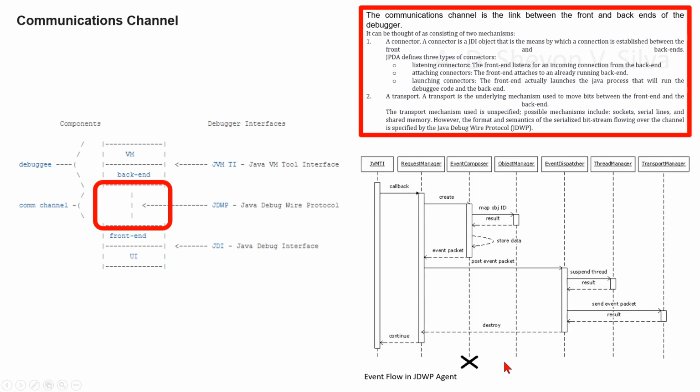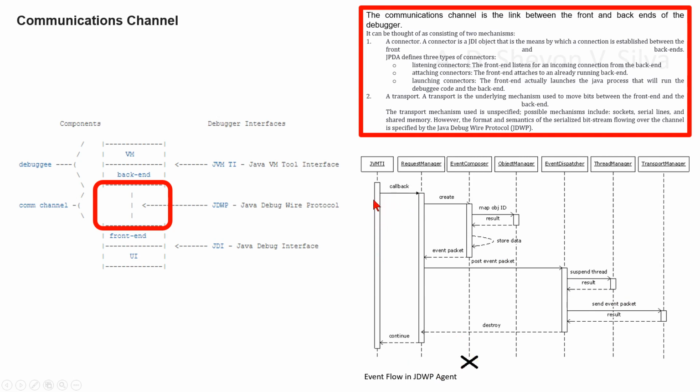Now we are considering event flow in the JDWP agent. Here we describe a typical sequence of how an event passes inside the JDWP agent. As shown in this figure, an event passes the following stages.